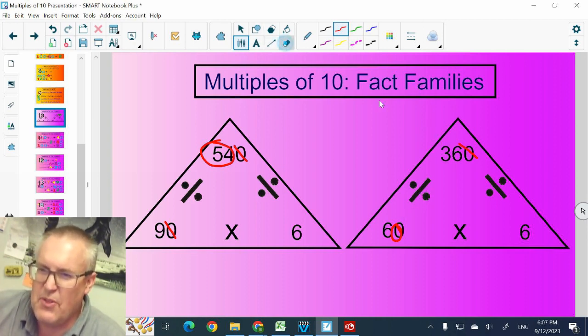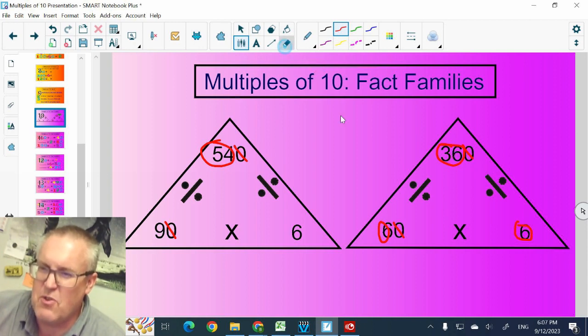But the cool thing is if you go the other way, so if we go 360 divided by 60, well, guess what they both end in? You got it. They both end in zeros. So we can get rid of both zeros, and then we could say 36 divided by 6 is 6. Okay, and so that's how you can do the fact families.